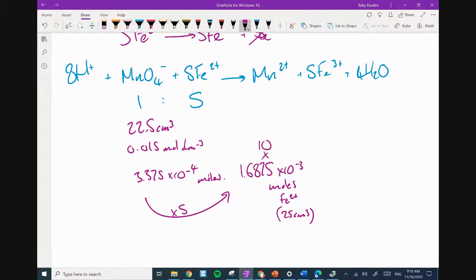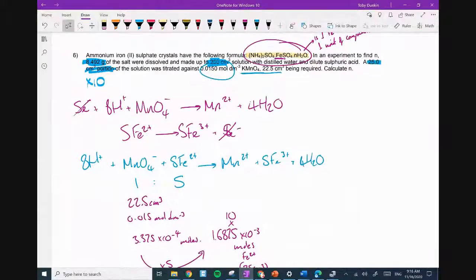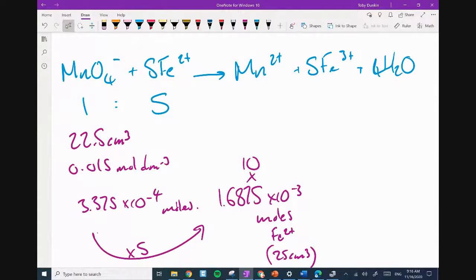Let's multiply that one by 10. That's the fact that they took the entire solid and added it to 250. Yeah, they added it to 250, but then they took a sample. So we need to multiply that by 10. This is going to give us the total moles. So this now is 0.0169, to 3 sig figs. Keep the number on my calculator though. So that is moles of iron 2+ in the entire solid.